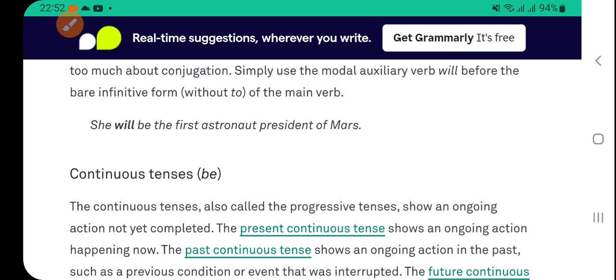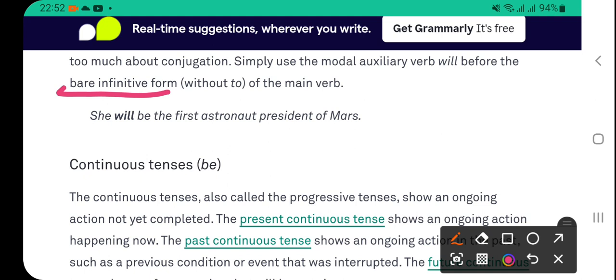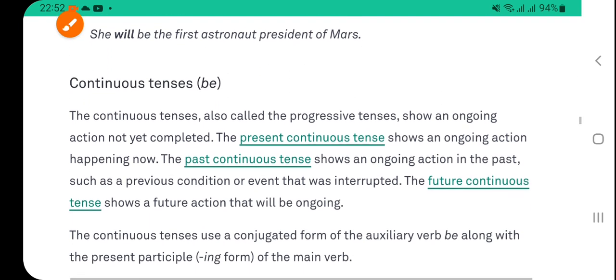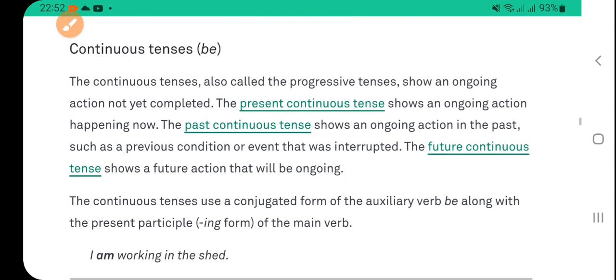Form without to, that is called bare infinitive form. This is okay. Now continue example, she will be the first astronaut president of Mars. Okay, now, continuous tense.